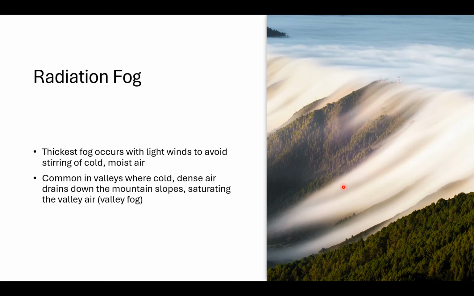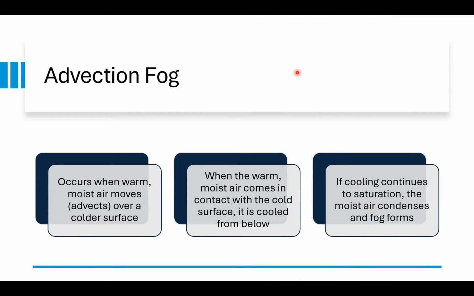You can see this smooth sheet of cloud here. That's the fog going all the way into the valleys as the cold air drains down this higher elevation. So that's a really nice picture. All right, so let's move on to the next type of fog we'll talk about, and that is advection fog.